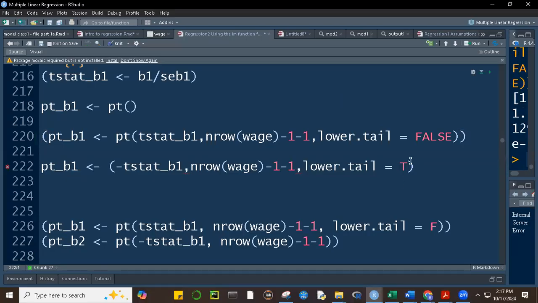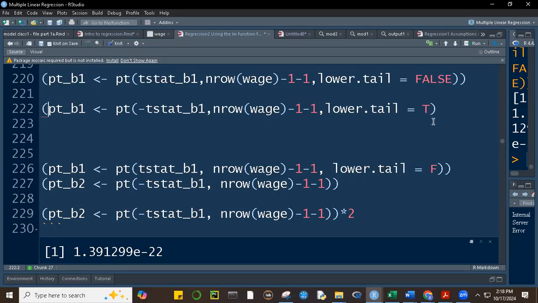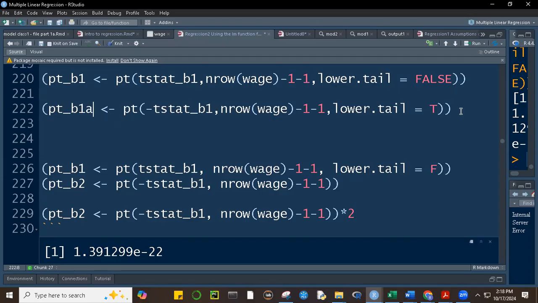So I'm getting that there, class. Okay. Or I can use this, class. I can make it lower.tail equal to TRUE, but I'm going to get the negative of my t value so that it's on the left side. And you know that the t distribution is symmetrical. So I have to put here pt, just like the normal distribution, class, and then I'll make this pt b1a, so that we can compare. All right, it's the same, class, it's the same.